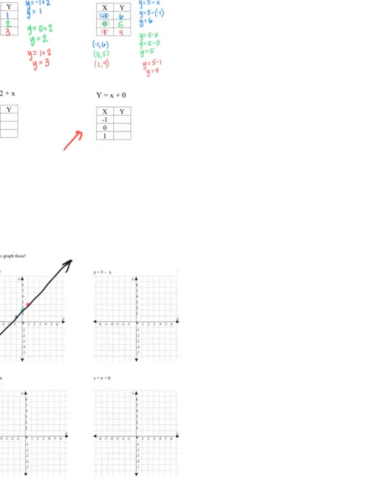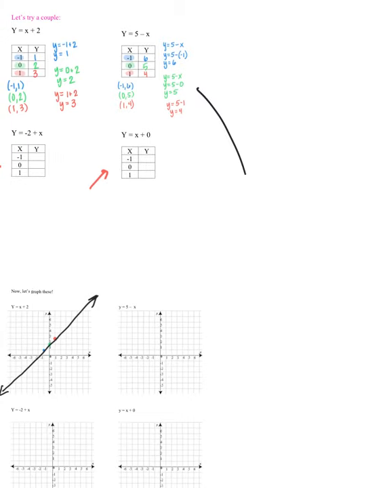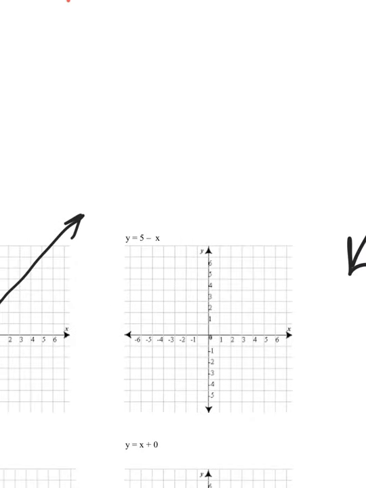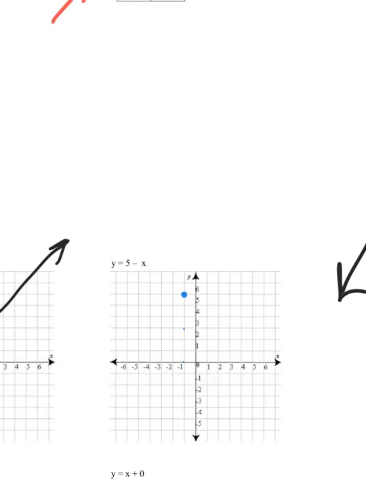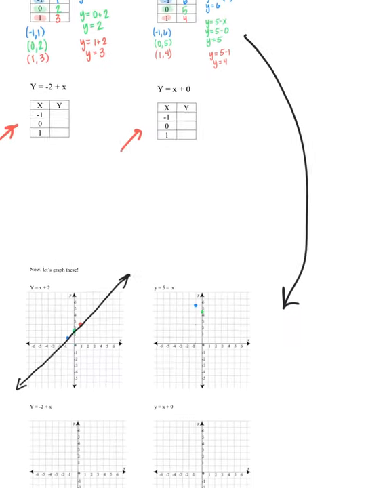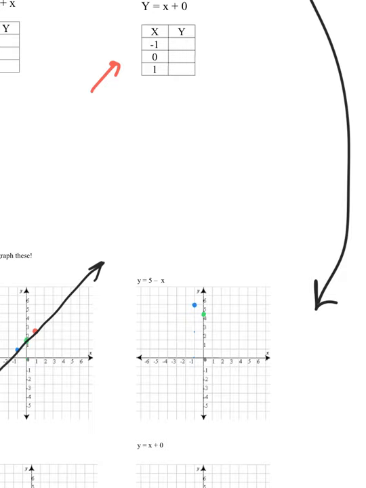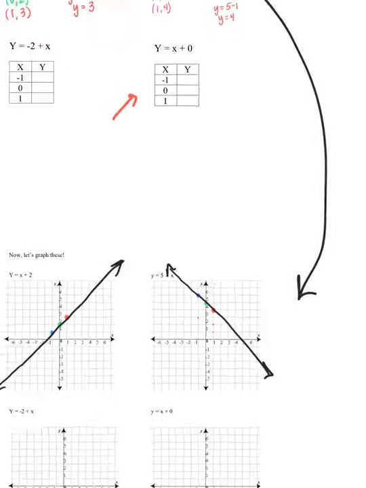So let's look at this one that we did from up here. We have -1, 6. So -1 over, up 6: 1, 2, 3, 4, 5, 6. Then 0, 5. And 1, 4: 1 over, up 1, 2, 3, 4. So again, there's my line.